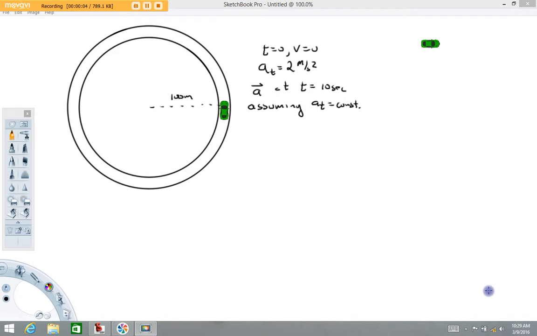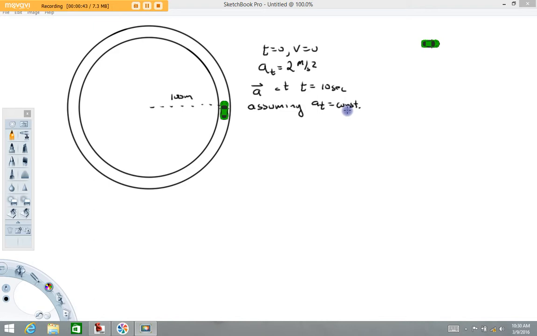The purpose of this video is to go through an example of acceleration where there's both a tangential and a centripetal acceleration. Let me explain what we're looking at here. Imagine this circular racetrack with a 100-meter radius, and this green car starts here at t equals 0, its velocity is 0. But the driver partially steps on the gas, and we're going to imagine a tangential acceleration of 2 meters per second squared for this problem. What we're going to try to do is calculate the acceleration vector of the car 10 seconds later, assuming that tangential acceleration stays constant.